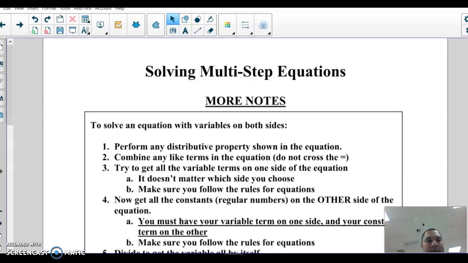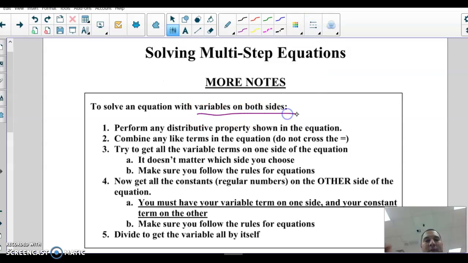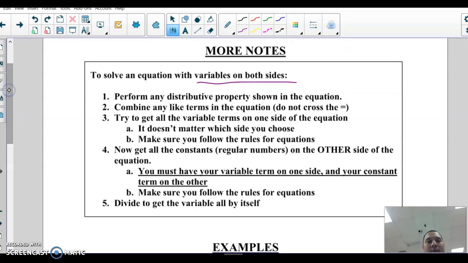All right, this is the second part of solving multi-step equations. And for these, we will have a variable on both sides of the equal sign. So x's will be on both sides. All right, a few steps. Step one, distribute. If you see parentheses and something in front, it's a good idea to distribute. After that, combine like terms. Do not cross the equal sign, just the ones that are on the same side.